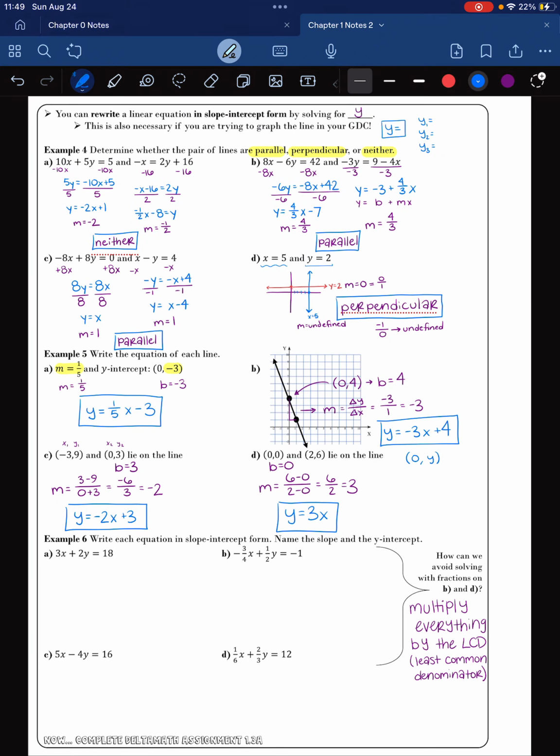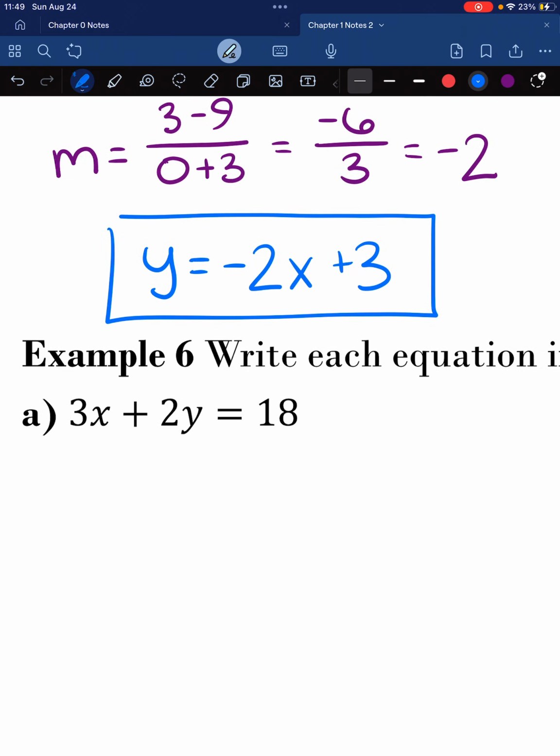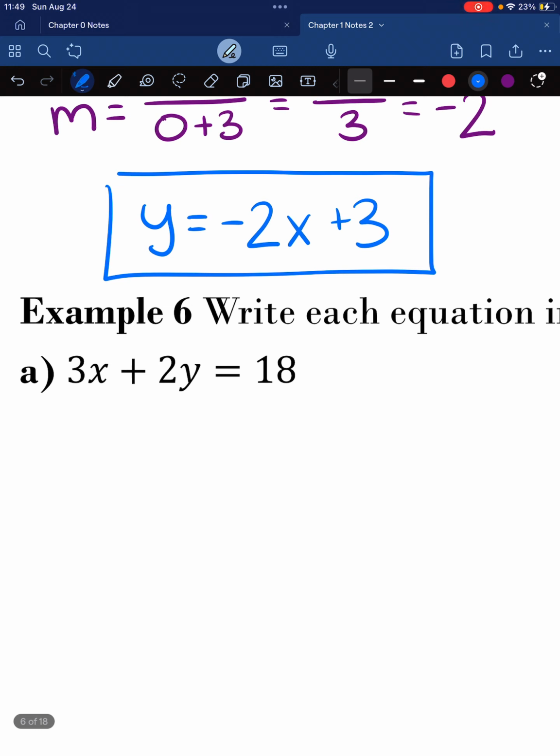Okay? One example left, 4 parts. Write each equation in slope-intercept form. Okay, so I already have the equation. It's just a lot like example 4, where we need to isolate the y. And then we need to name the slope and y-intercept. Okay, so writing the equation means I need to get the y all by itself.